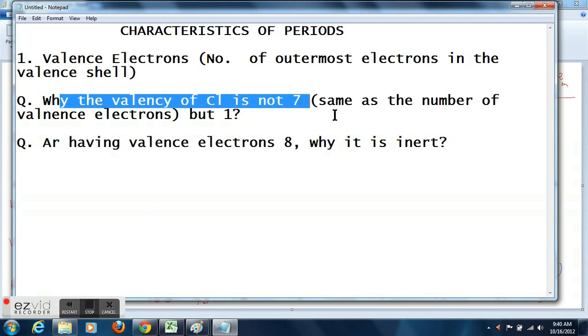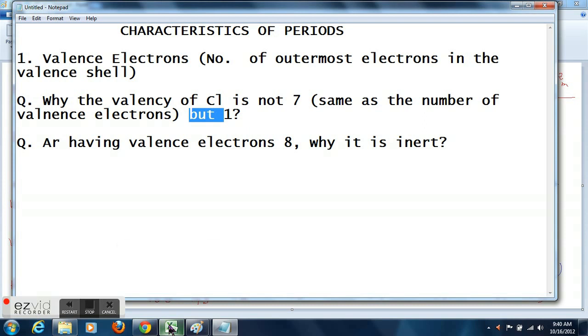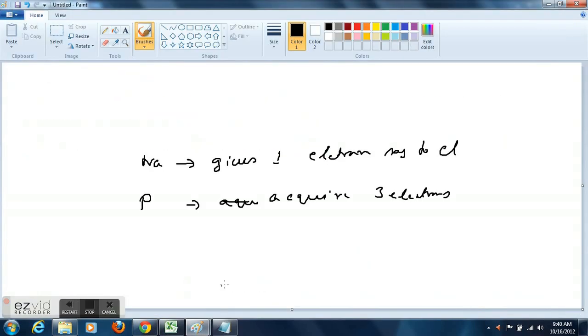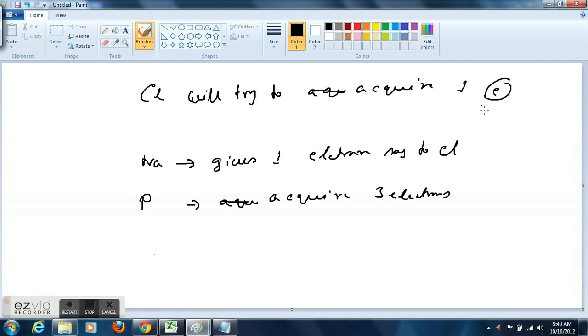Now let me ask one question. Why is the valency of chlorine not 7, the same as the number of valence electrons, but 1? The reason is that chlorine, which has 7 electrons in the outermost shell, if it has to exhibit a valency of 7, has to give up 7 electrons, which is very difficult, which is not possible. So chlorine will try to acquire 1 electron to reach the octet. That's why chlorine, having 7 valence electrons, will show a valency of 1 and not 7.